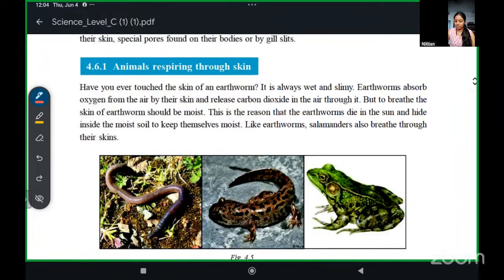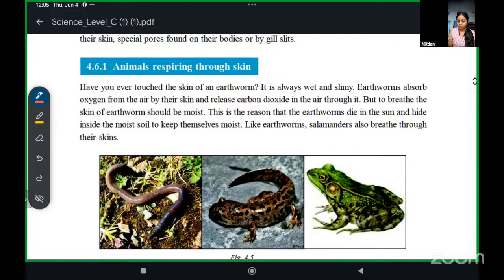Now, like earthworms, yes. Any question? Any questions? Ma'am, what are salamanders?